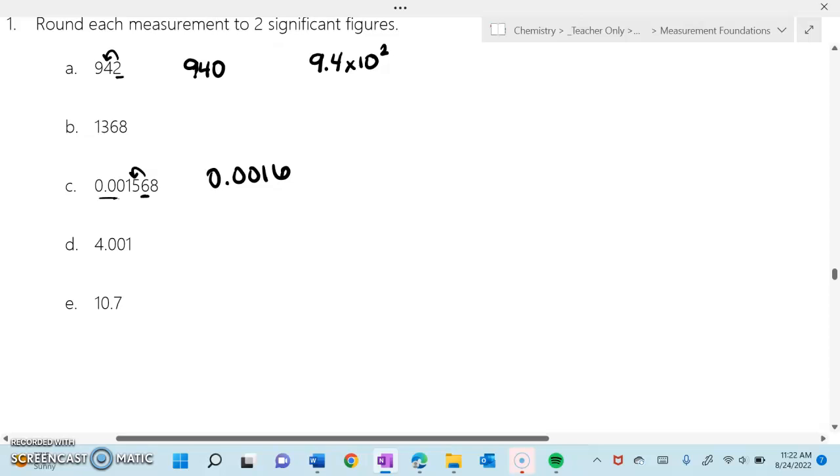Now let's do the other problem we did together. So move the decimal 1, 2, 3 times, 1.6 times 10 to the third. Is it positive or negative? This is a decimal, so it is negative third power.